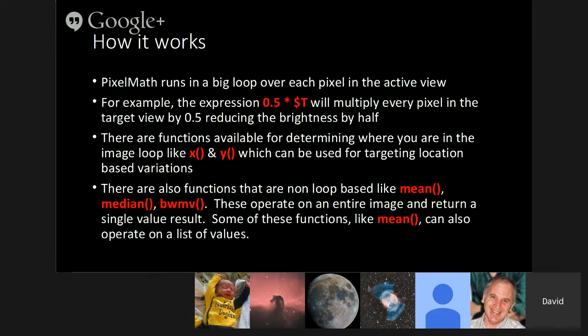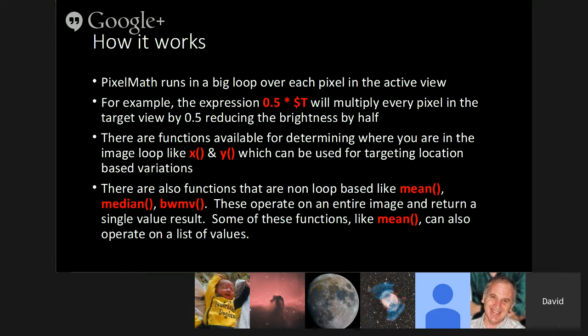So pixel math basically runs in a big loop over each pixel in the active view. For example, if you use the expression 0.5 times $T, we'll step over in a big loop over every pixel in the design, multiply whatever that value is by 0.5, and then return it. It can be returned to that same window, or it can be used to create a new window based off of the previous image.